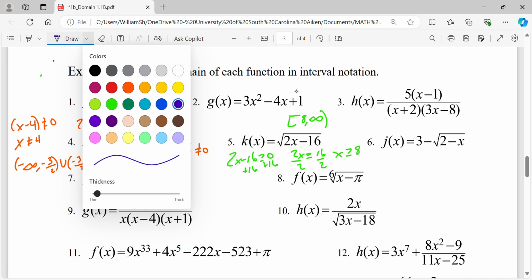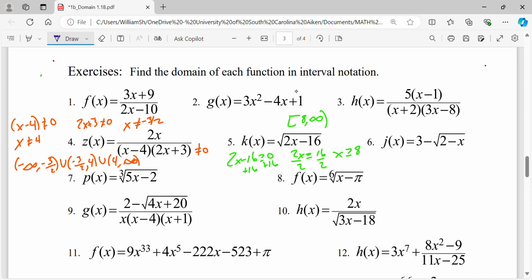All right, number 6. Number 6 says j of x equals 3 minus the square root of 2 minus x. We have the square root there, which means that 2 minus x needs to be greater than or equal to 0. I'm going to add x to the other side, which means that 2 is greater than or equal to x, which means x is smaller than 2, which means negative infinity to 2 with a bracket here is our domain. Simple as that.